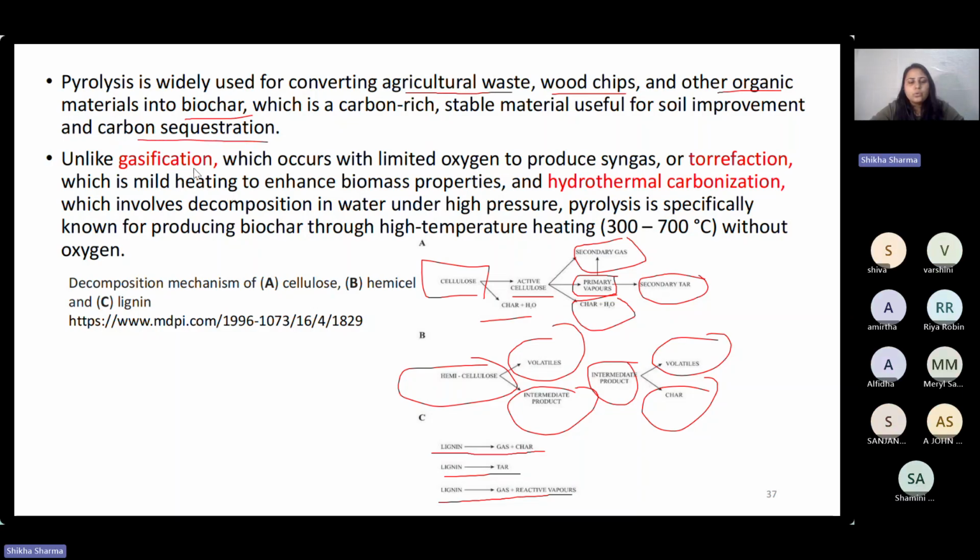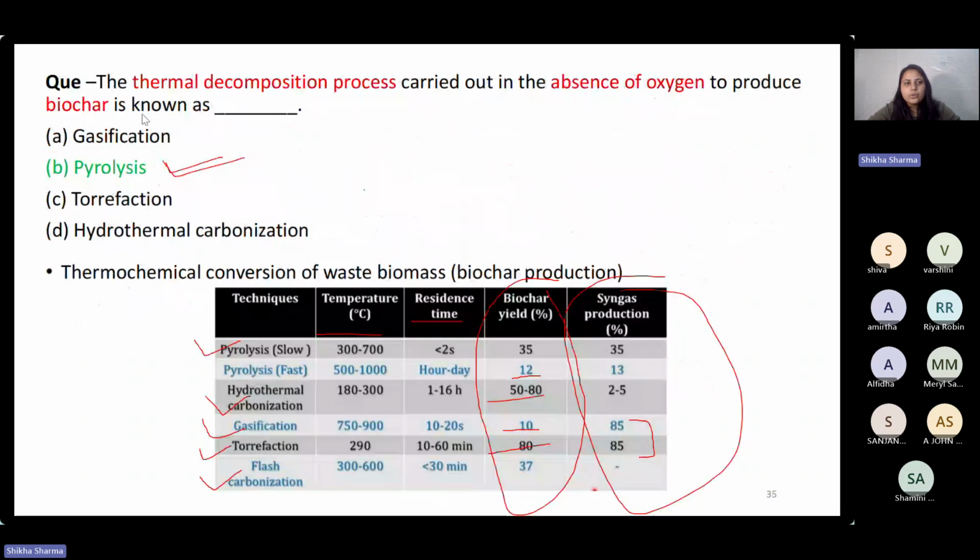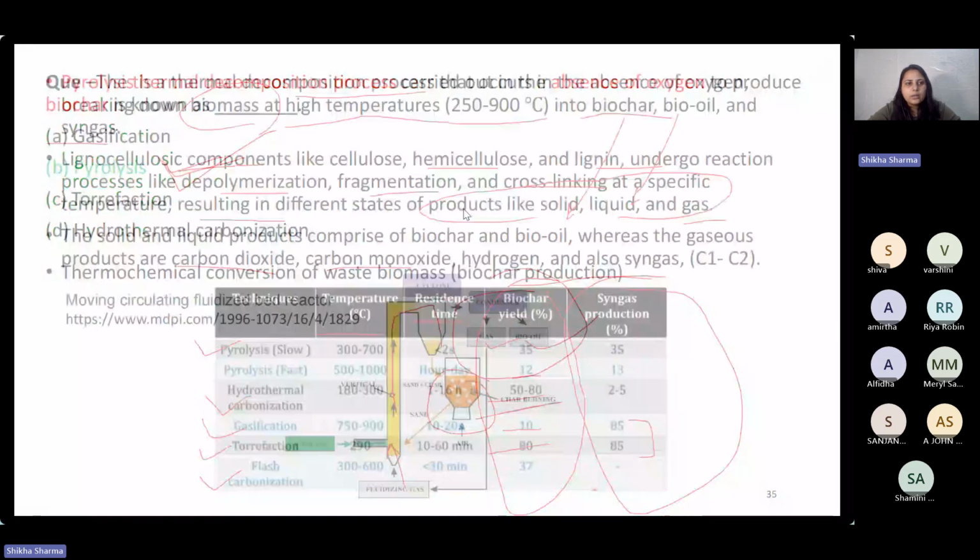The other process, gasification, occurs with limited oxygen to produce syngas, so it is not in the absence of oxygen. Then torrefaction is the mild heating which enhances the biomass properties, whereas hydrothermal carbonization includes decomposition in water under high pressure. So pyrolysis is the one for the production of biochar through high temperature heating, like 300 to 700 degrees, without oxygen. So here pyrolysis is the correct answer.